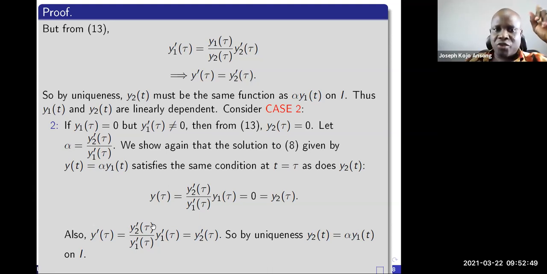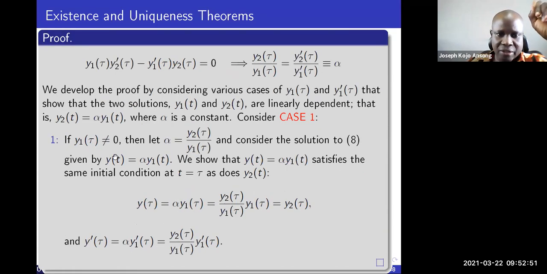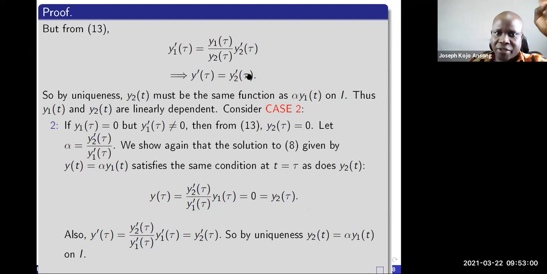So we have shown that the y we chose as a solution, at the point tau, is the same as y2. The derivative of y at tau is also the same as the derivative of y2 at tau. So by uniqueness, y2 has to be the same function as alpha y1 on I. And if they are the same, then of course they are linearly dependent. y2 is equal to alpha y1, so they are dependent. So with the first case, we have shown that y1 and y2 are linearly dependent. Then we'll look at the second case and follow a similar train of thought.